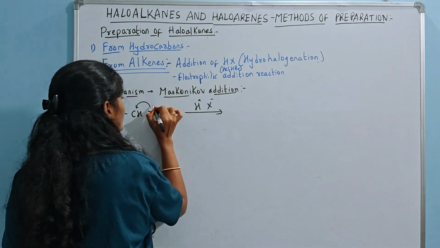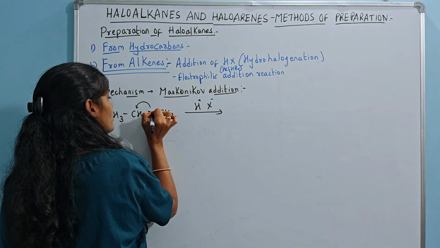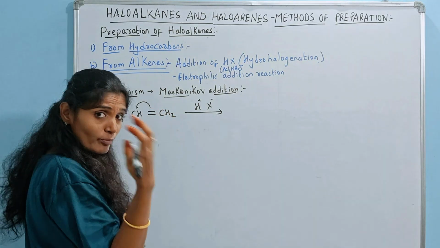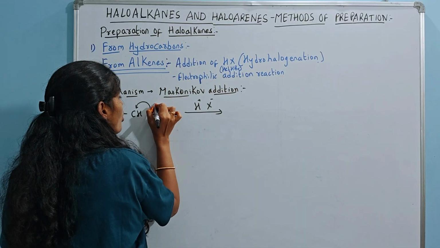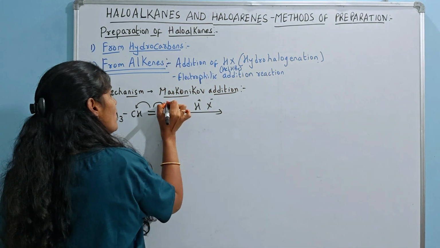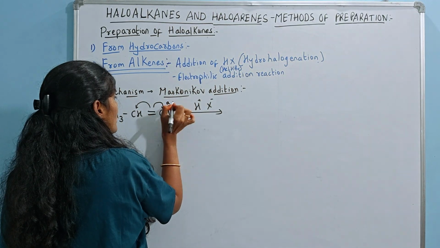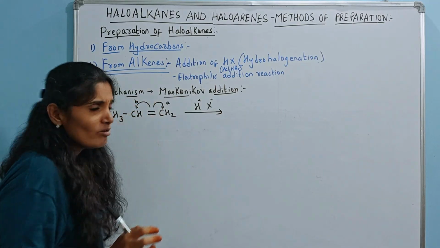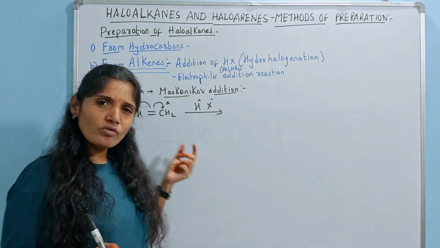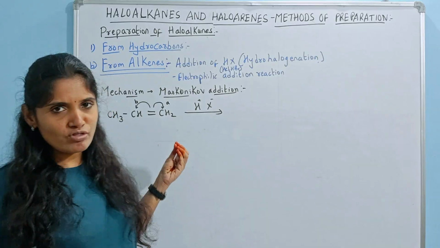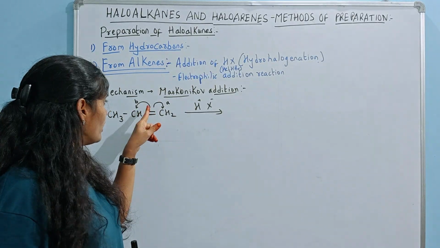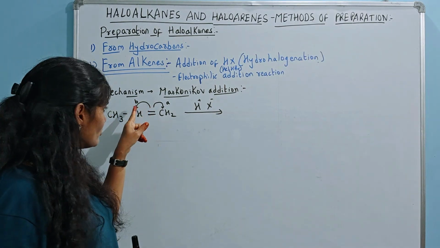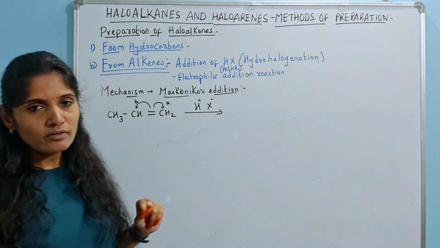There is every possibility the double bond, the pi electron cloud, can move either onto this carbon or onto this carbon. This I will take as path A, and this I will take as path B. When a reagent is approaching, because it is a double bonded carbon, it has unsaturation. The double bond is a pi bond, and the pi bonded electrons can move to either this carbon or this carbon.